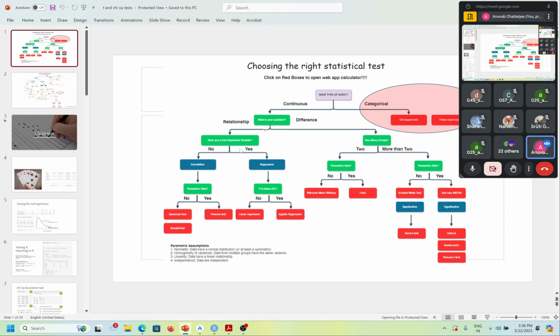Okay, so the next type of test is... does anyone want to ask anything? Sir, could you explain Cohen's d?